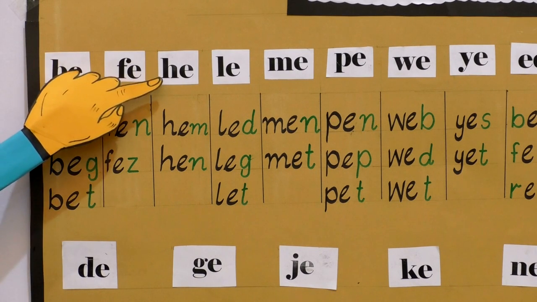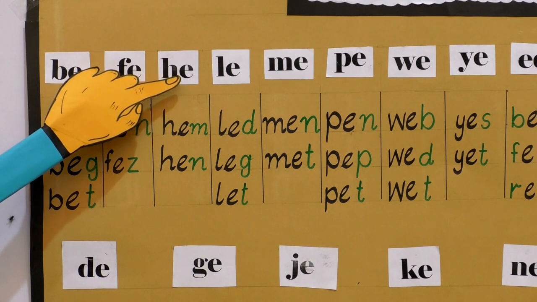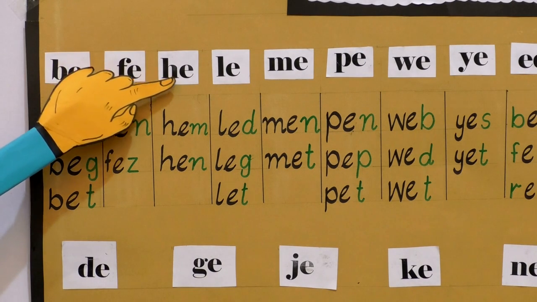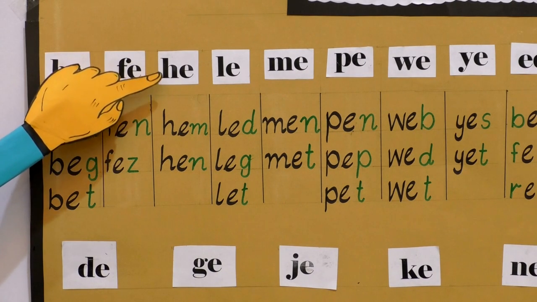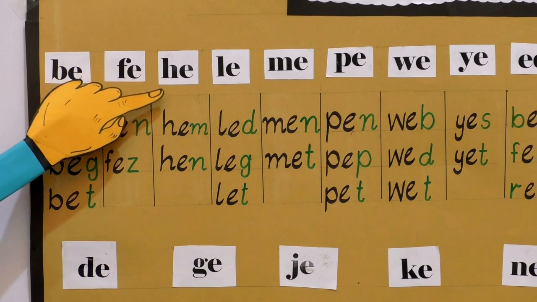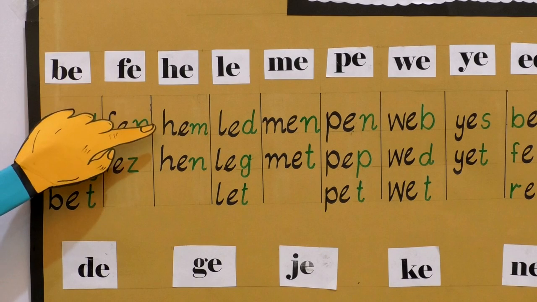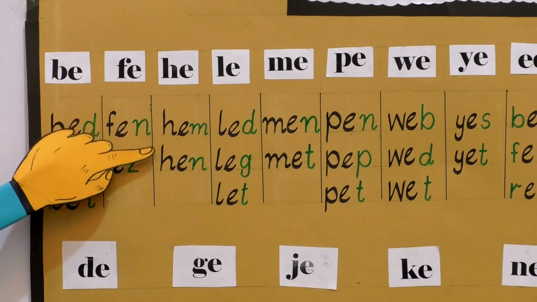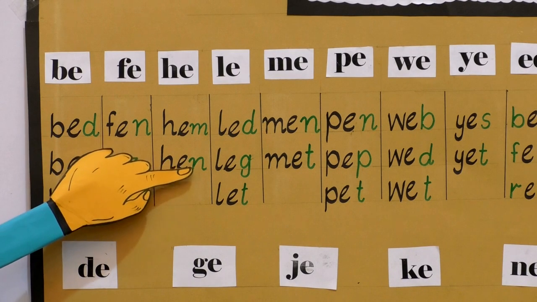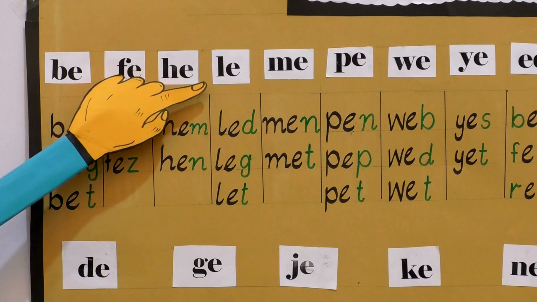Come to the next column. The sound of H is H and the sound of E is E. When we combine the sound of H and E, it will become he. The sound of H and E will be he. Now you will join this he sound with other letters. Hem, hem, hen, hen.